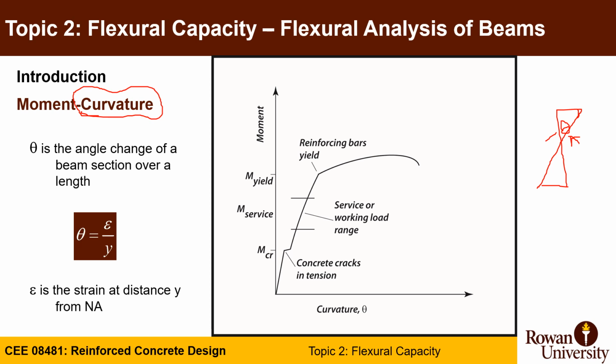So theta is angle change of beam section over length, which also corresponds to the rate of change of strains. So it's basically strain divided by distance. In this case, this is going to be the strain, and this is going to be the distance.